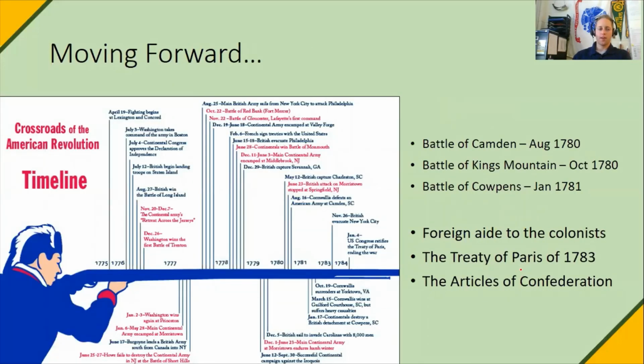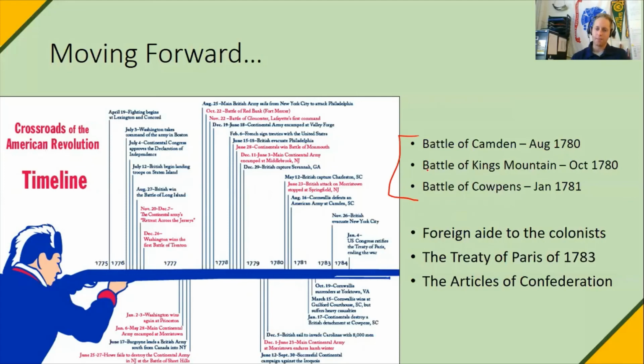Moving forward, over the next couple of lessons, we're going to be looking at the closing of the American Revolution, a couple battles that I don't think we're going to have time to go into any great detail, but are pretty fantastic from a history standpoint. These are the Battle of Camden, the Battle of Kings Mountain, and the Battle of Cowpens in the 1780s. These are some pretty interesting battles, especially for what they meant for the war effort as a whole.